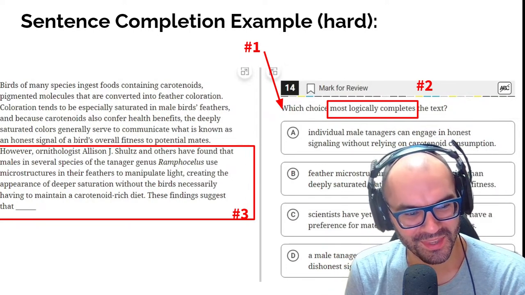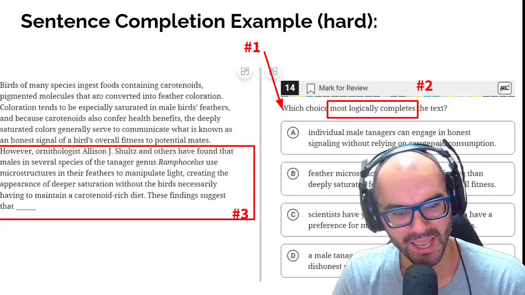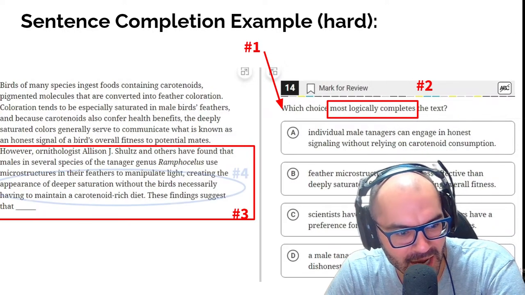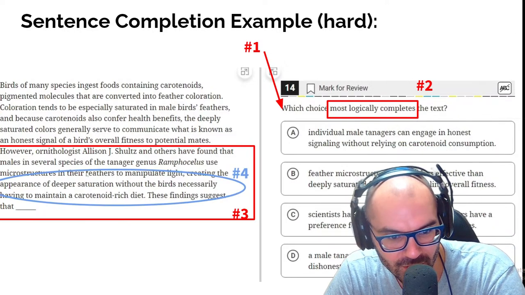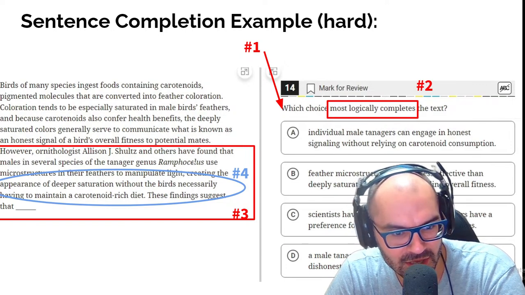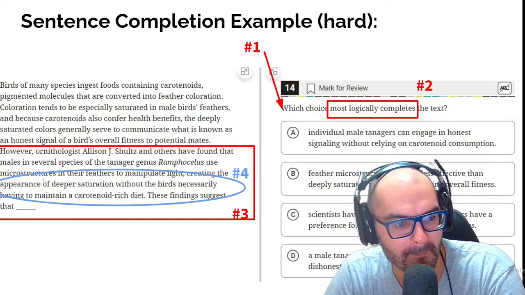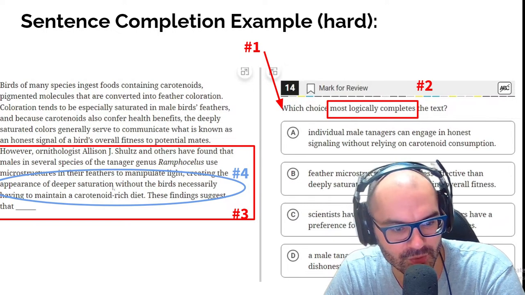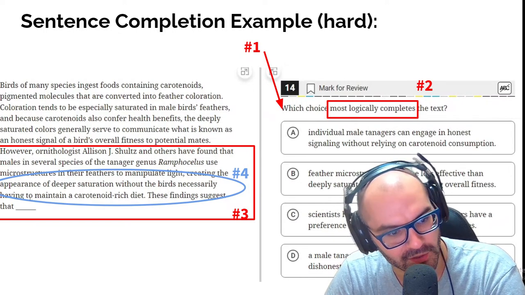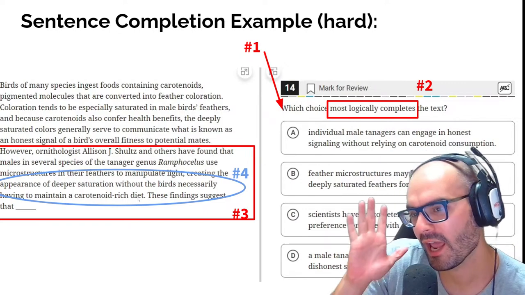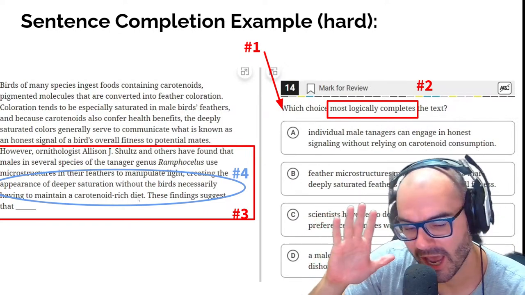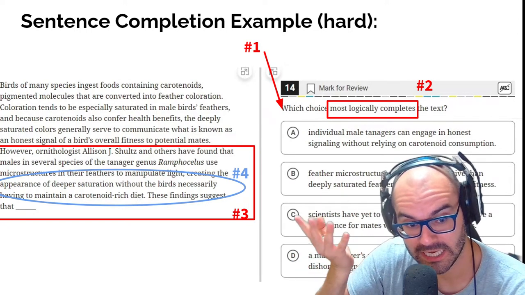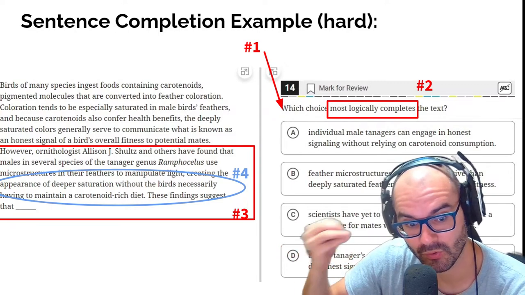Okay, so let's take a look at these for a second. I'll go through and do a little process of elimination. And for me, the key information is here. It says that several species use microstructures in their feathers to manipulate light, creating the appearance of deeper saturation without the birds necessarily having this diet. Now, without reading the rest, I'm just looking at this and saying, okay, what you're telling me is that some birds eat a diet with this carotenoid stuff.